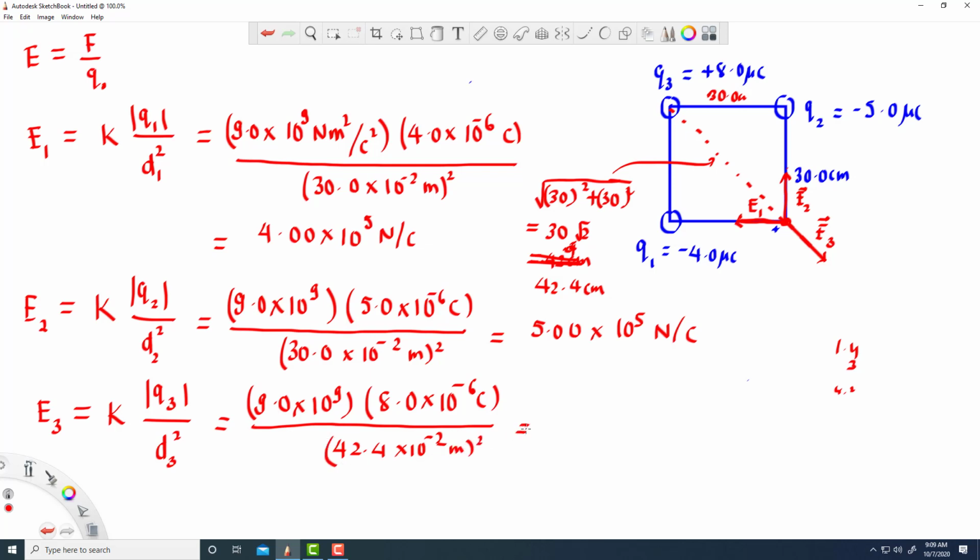Do that calculation, you get... I have a different number here. So can you guys do the calculation? Seems like this one has the wrong number.